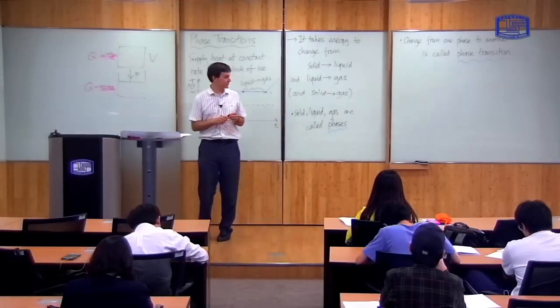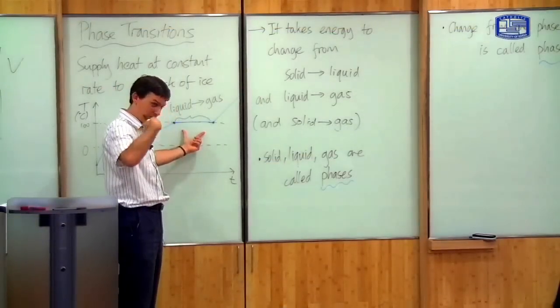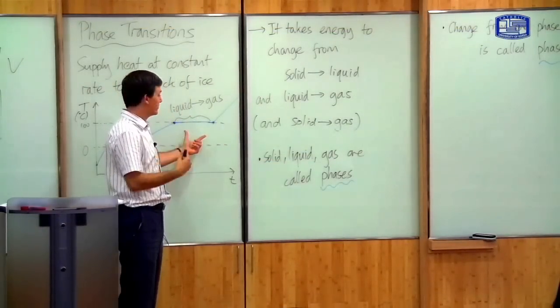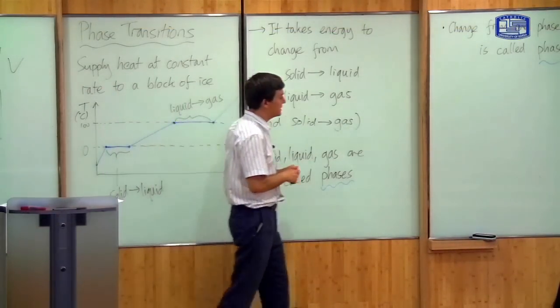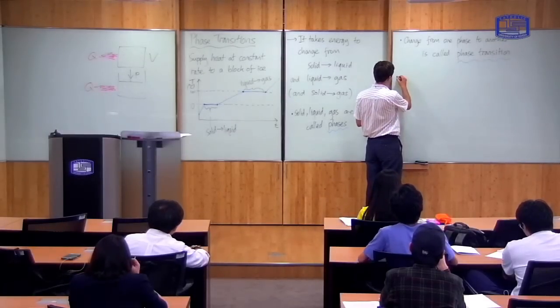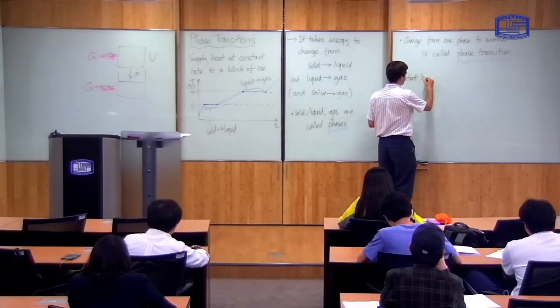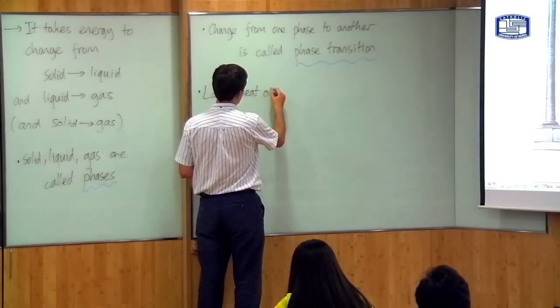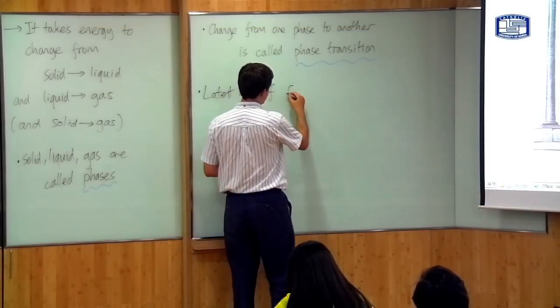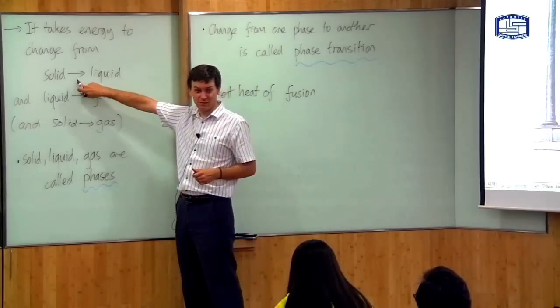Okay. So I told you that one of the things we learned is that it takes energy to make a phase transition. So we can quantify how much energy you need, and these things are known as latent heats. So I can measure the energy required. The latent heat of fusion is the energy required for this.